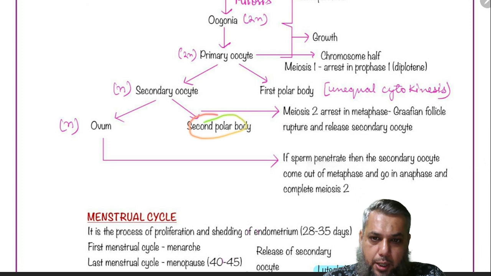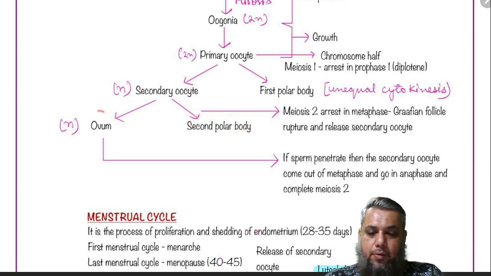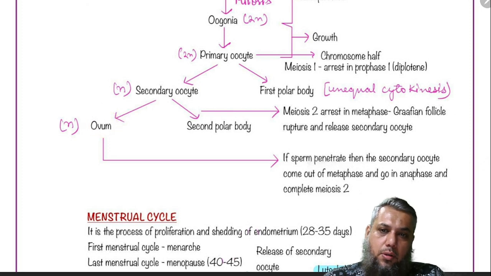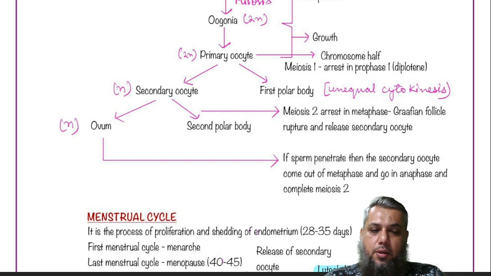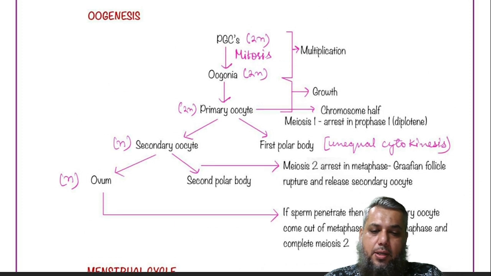सेकेंड पोलर बॉडी एक्सट्रूड आउट करेगा, and it will result in the formation of the mature ovum या फिर ootid, which ultimately will fuse. The nucleus of the ootid will fuse with the nucleus of the sperm, resulting in the formation of a diploid zygote.